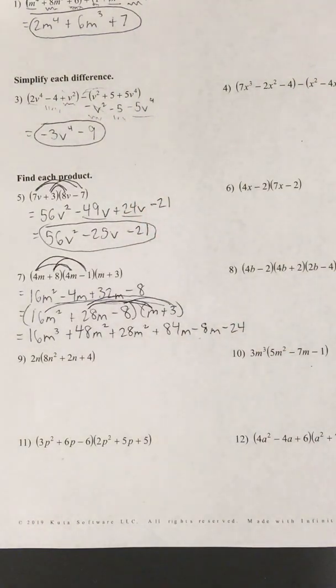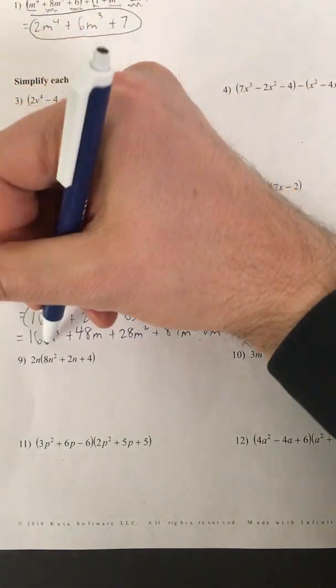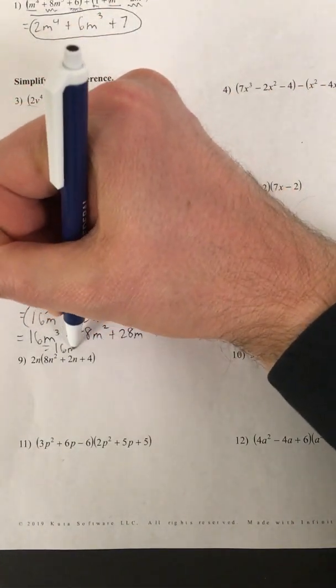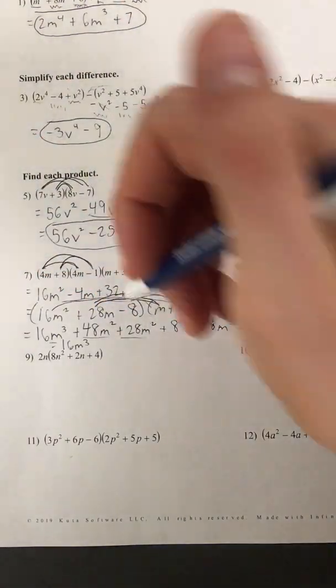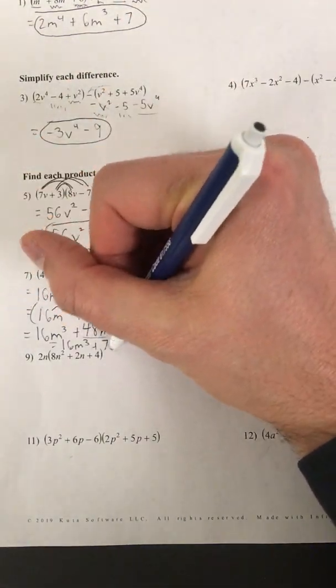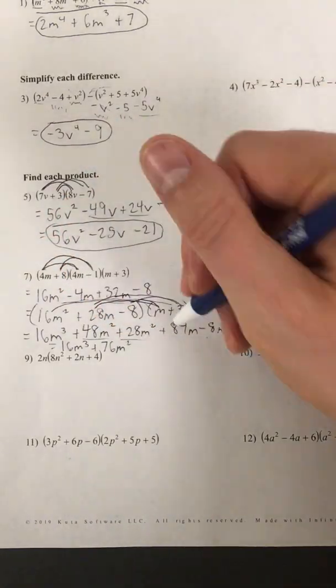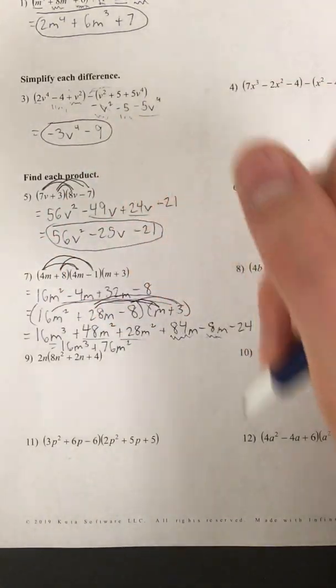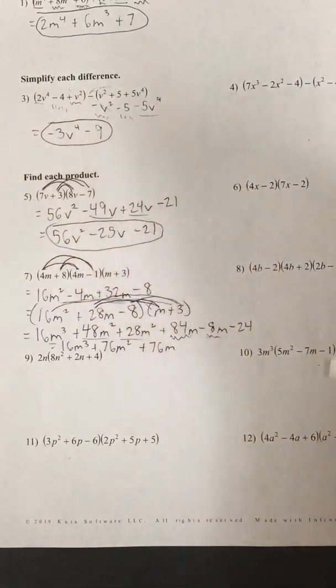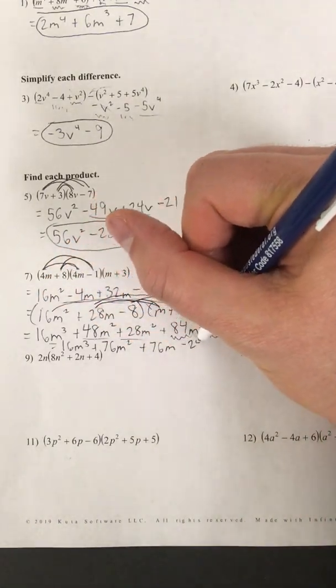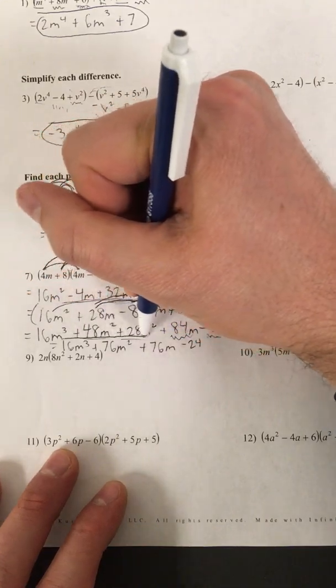Now that's a big nasty mess, but let's see if we can combine any like terms. There's nothing to combine with 16m cubed. Leave that one alone. I have 48m squared plus 28m squared. That's going to give me 76m squared. I also have an 84m minus 8m, going to give me plus 76m. And then nothing to combine with minus 24. Bring that down. That's part of my answer.